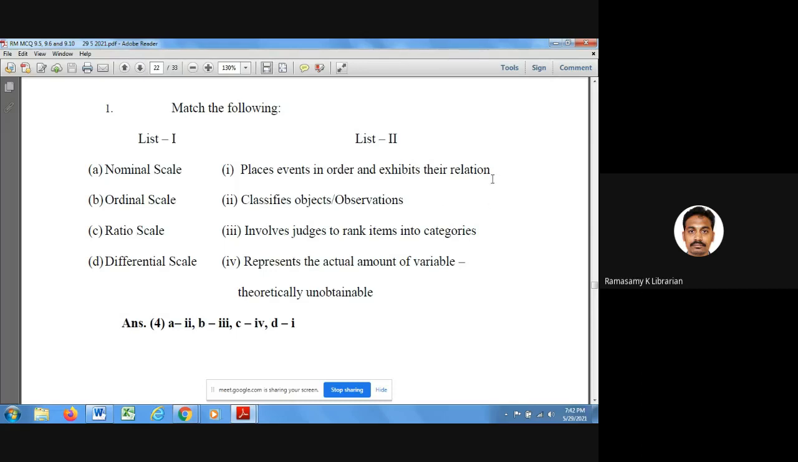I think you remember the differential scale, where in order to tell about a particular item, they have a lot of statements. All the statements are related. They are given some marks, and the respondents will select the statements based on their importance. That is called the differential scale. The ratio scale represents the actual amount of a variable: how many kilometers he has run, what is his height, how many questions he left unanswered. The actual amount of a variable is called the ratio scale.